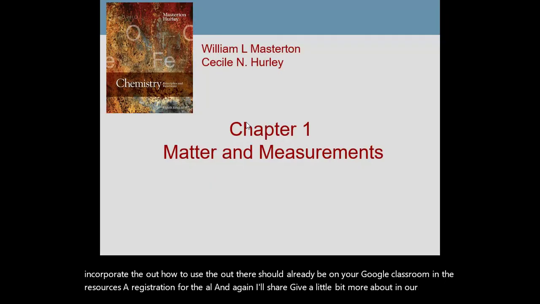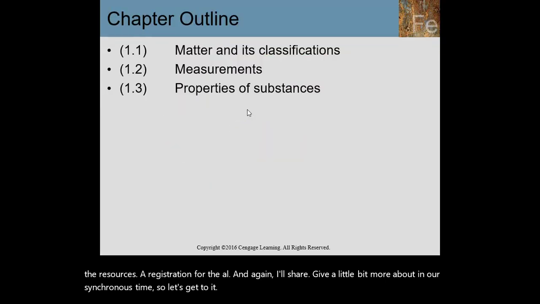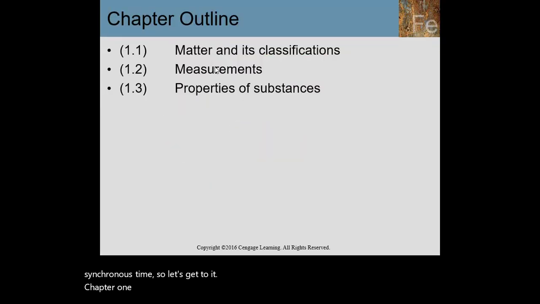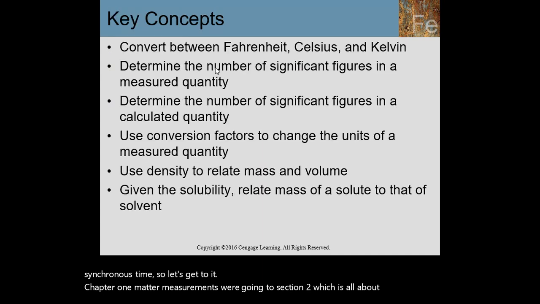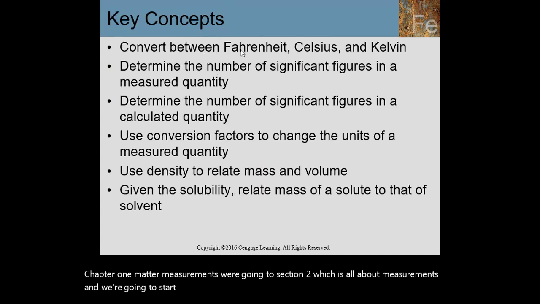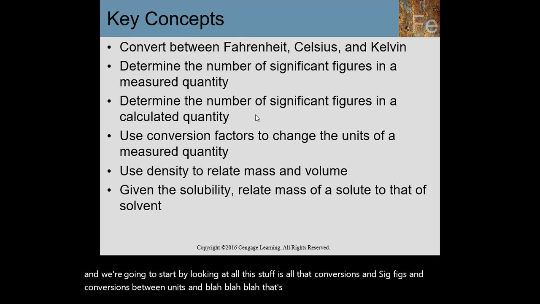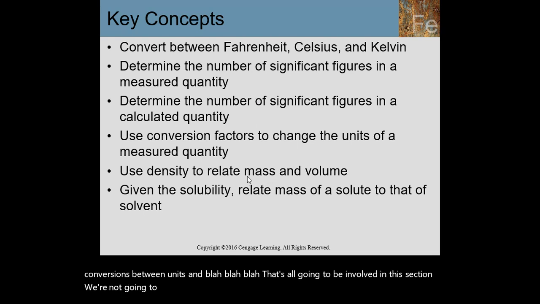So let's get to it. Chapter 1, Matter and Measurements. We're going to do Section 2, which is all about measurements, and we're going to start by looking at all this stuff. This is all about conversions and sig figs and conversions between units. That's all going to be involved in this section. We're not going to do the last two; that's going to be in the next section. The last two are density and how they relate, and solubility.